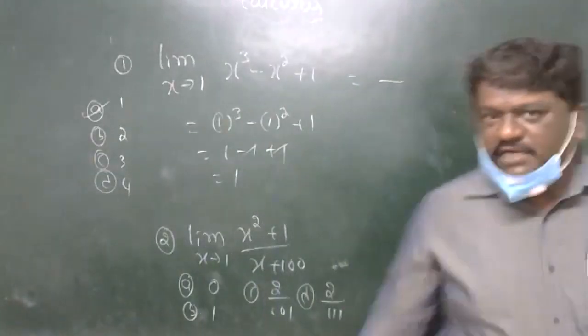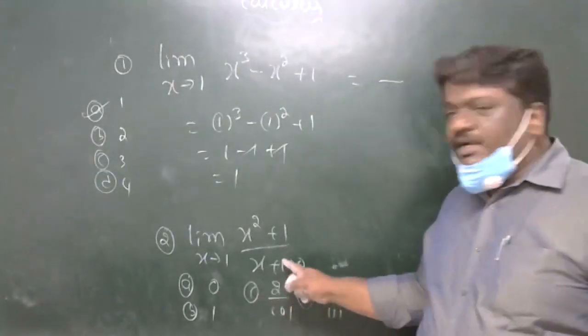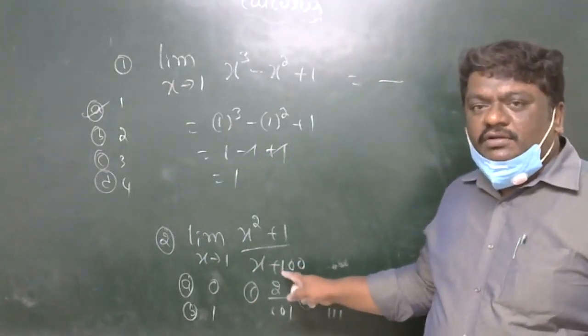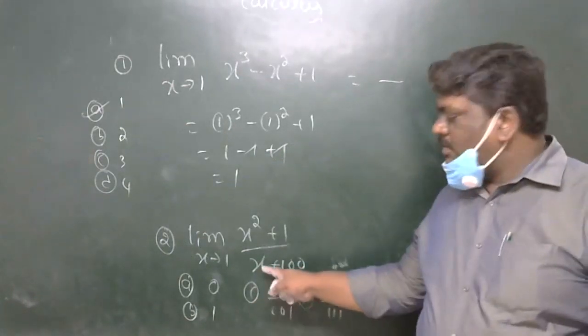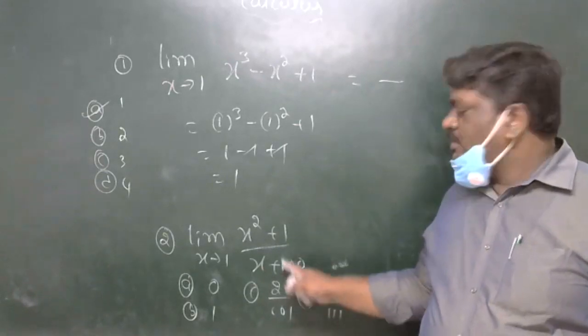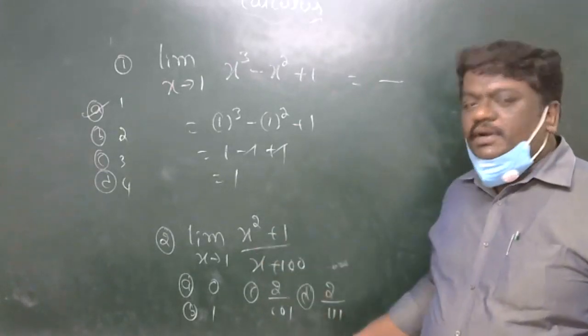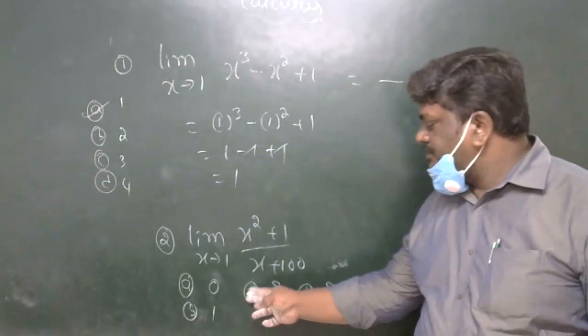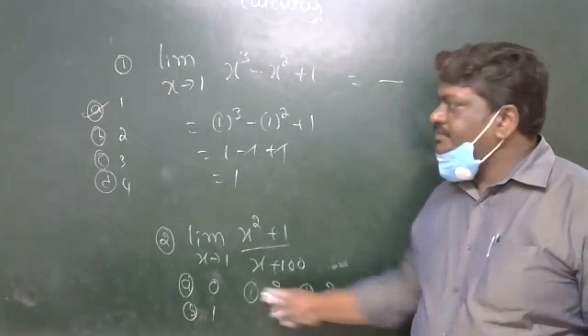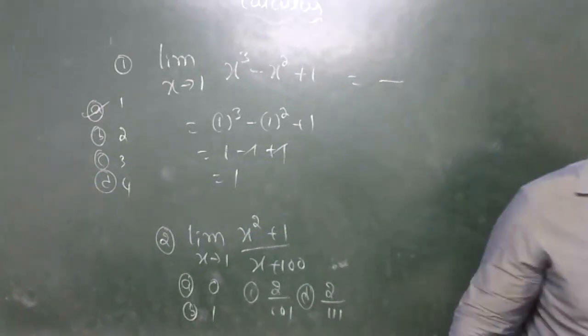What is the option? Check once. By substituting 1 in the denominator, are you getting 0 or not? No, you are not. 1 plus 100 gives 101. 1 plus 1 is 2. 2 divided by 101 is the answer. Option C. Okay.